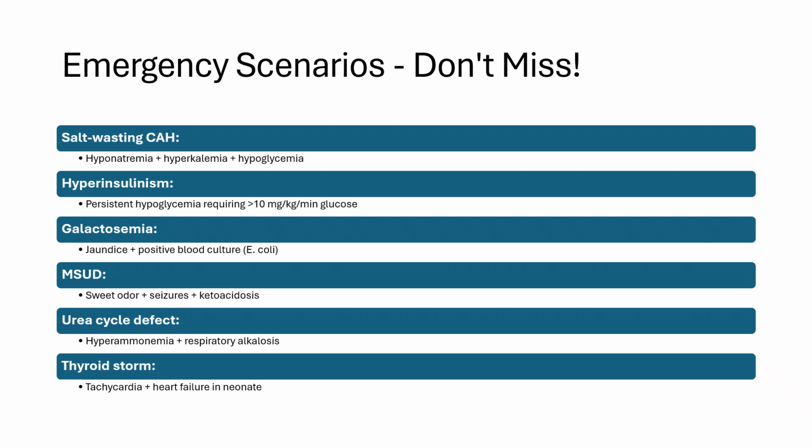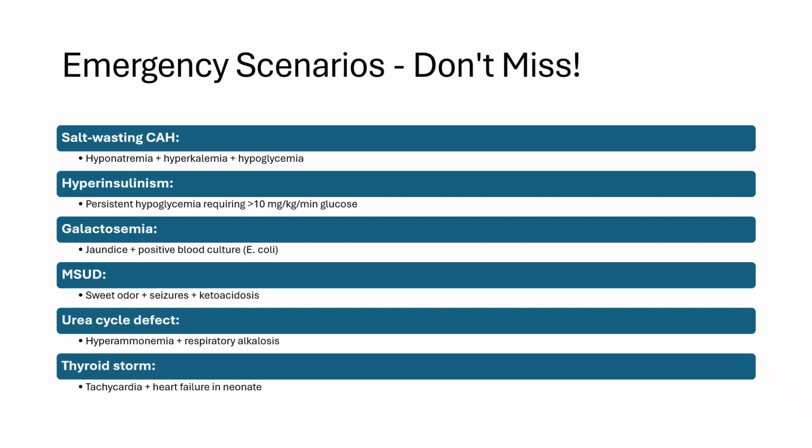Galactosemia uniquely predisposes to E. coli sepsis. Any jaundiced infant with positive blood cultures needs galactose restriction pending confirmation. The sweet odor of maple syrup urine disease, combined with seizures and ketoacidosis, requires immediate protein restriction and often dialysis.